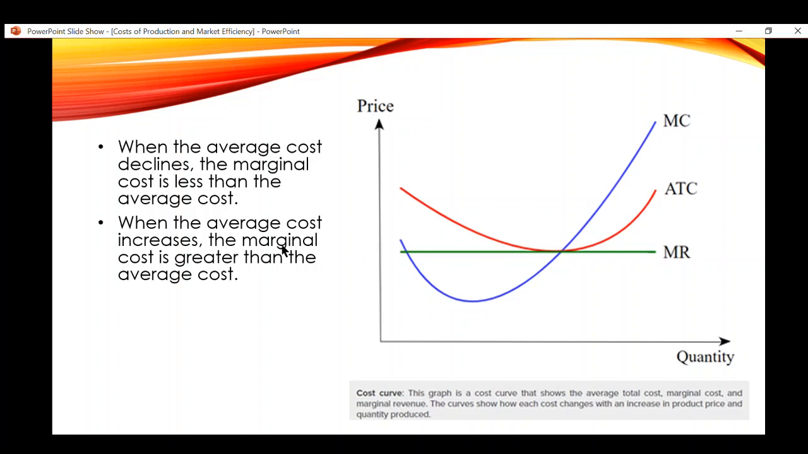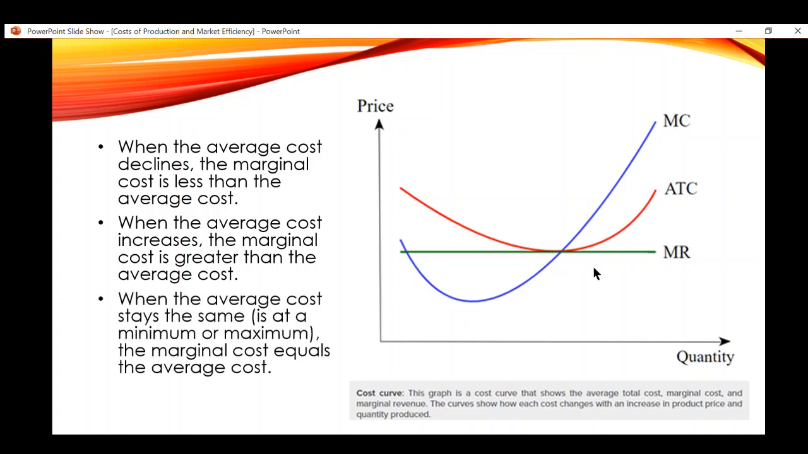Then we have pag opposite po siya, pag musakang atong ATC, di ba? Pag musakang ATC nato, mas labaw ang ato ang marginal cost. When the average cost stays the same, it's at the minimum or maximum, the marginal cost equals the average cost. So, pag naa siya sa same nga point, kani siya, so marginal cost kay parehas sa atong ATC. So, nag-meet sila ani nga intersection.